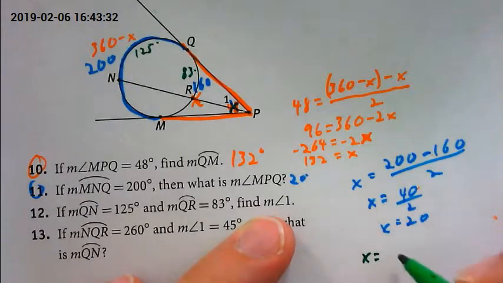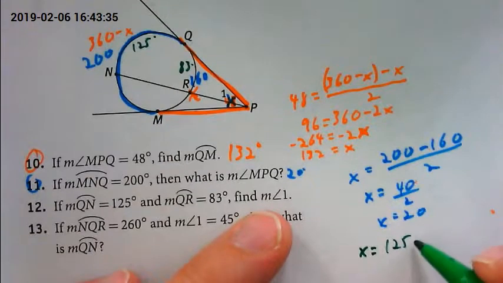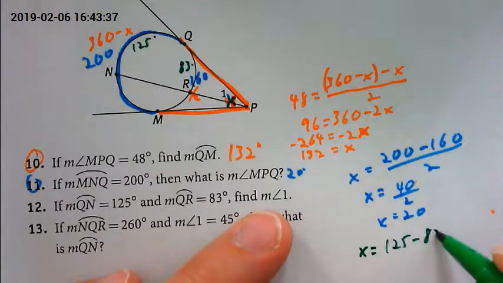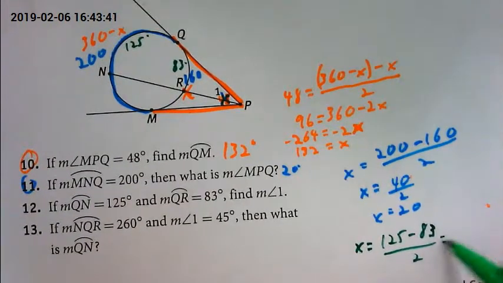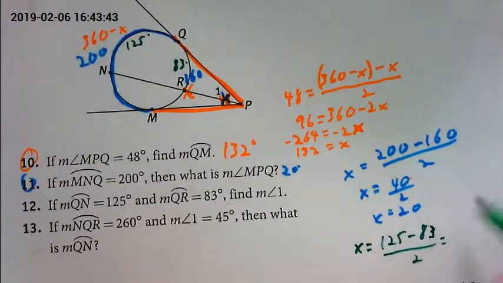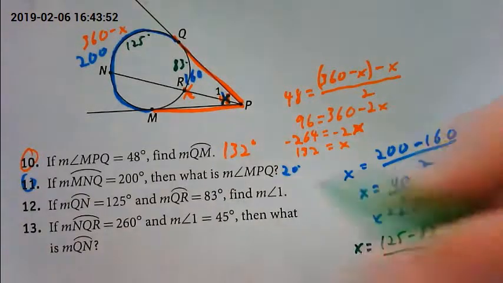X equals 125 minus 83, divided by 2. 125 minus 83 gives us 42. 42 divided by 2 is 21.